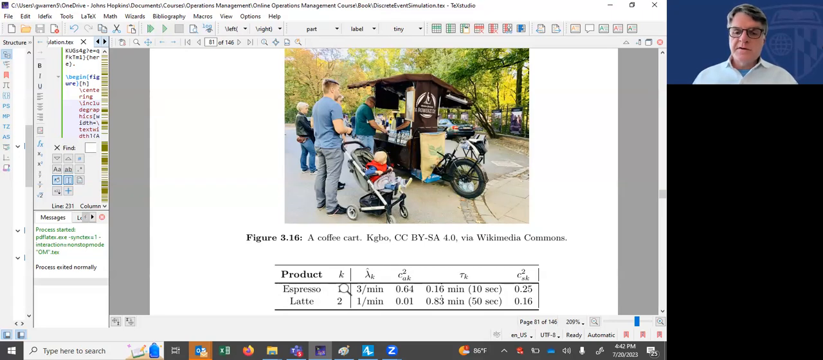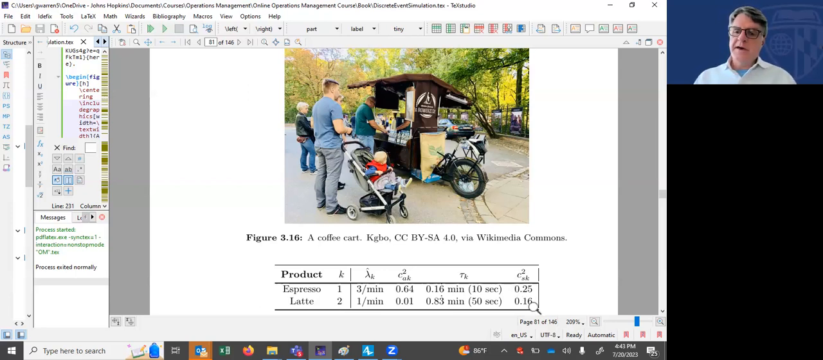We've got espresso customers coming in at the rate of 3 per minute, latte customers coming in at the rate of 1 per minute. The squared coefficient of variation of the inter-arrival times of these two streams is not 1. That means they're not Poisson processes. So, they have an unspecified distribution with this rate and with this squared coefficient of variation of the inter-arrival time. For the service distributions, rather, the mean is 10 seconds for the espresso customers, 50 seconds for the latte customers, and then the service times have squared coefficients of variation 0.25 and 0.16.